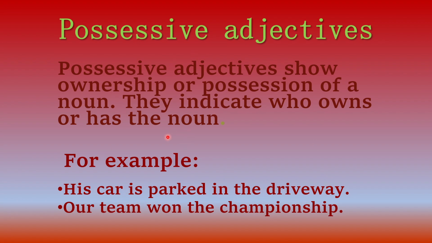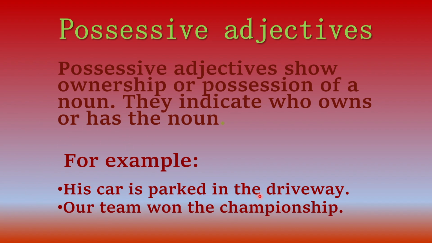Before we go to the example, let's go for the definition again. Possessive adjectives show ownership or possession of a noun. See, his car is parked in the driveway. Whose car is it? It's his. So it's showing the ownership.